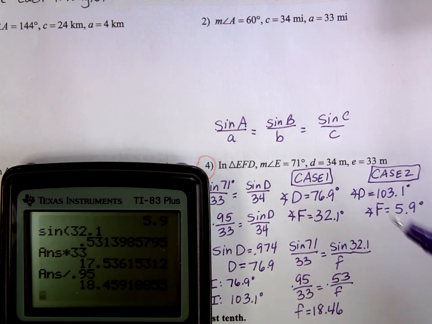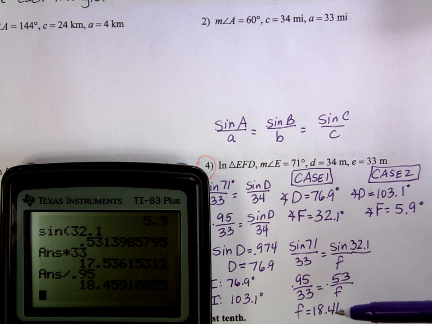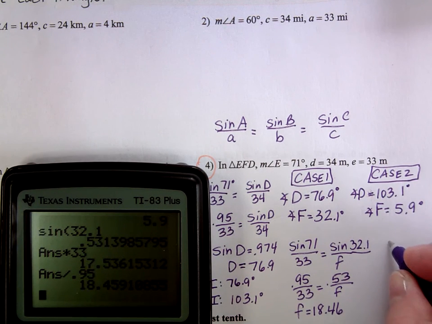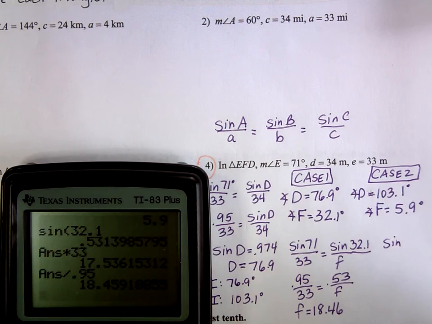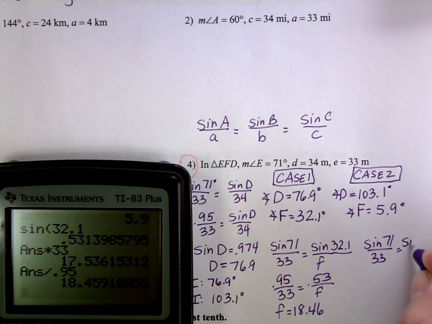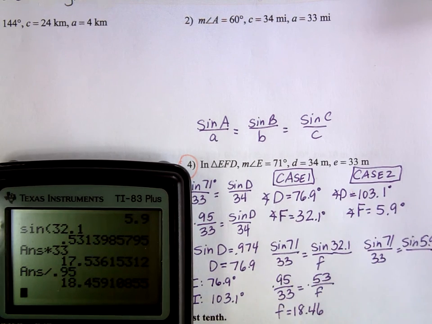So if angle D is 76.9 and angle F is 32.1, then little f is going to be 18.46. If I come over here and do the same work, I'm looking for little f when the angle is 5.9. So my work is going to be exactly the same. The sine of 71 over 33 equals the sine of 5.9 degrees over little f, which is what I'm looking for.